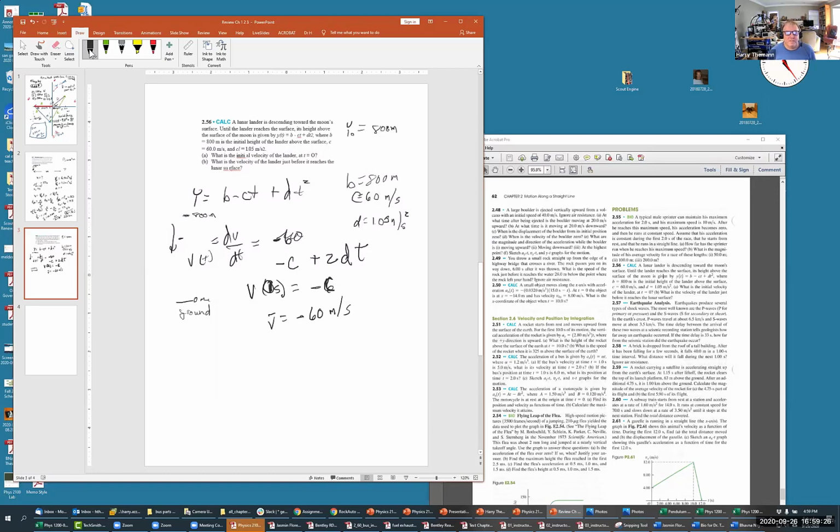What is the velocity of the lander just before it reaches the lunar surface? Okay, so that means that we need to know t at the time of contact, or when y equals 0.